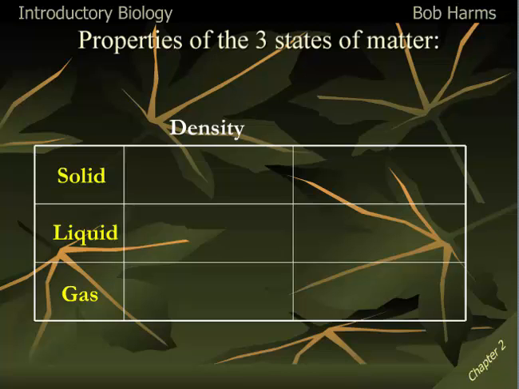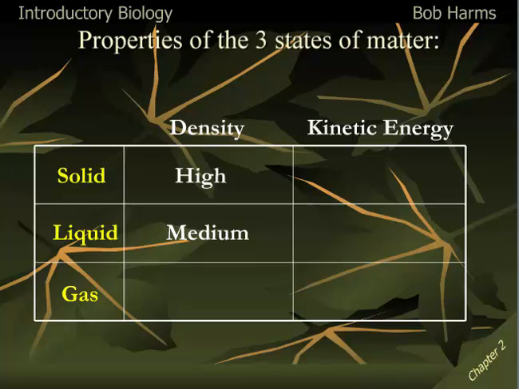And as we look at our different states of matter, solids are going to have the highest density. The chemicals are packed together very, very tightly. There's not much space. Liquids, the chemicals are going to be spread out a little bit. And then gases have the lowest density. There's a lot of space between the chemicals in a gas.